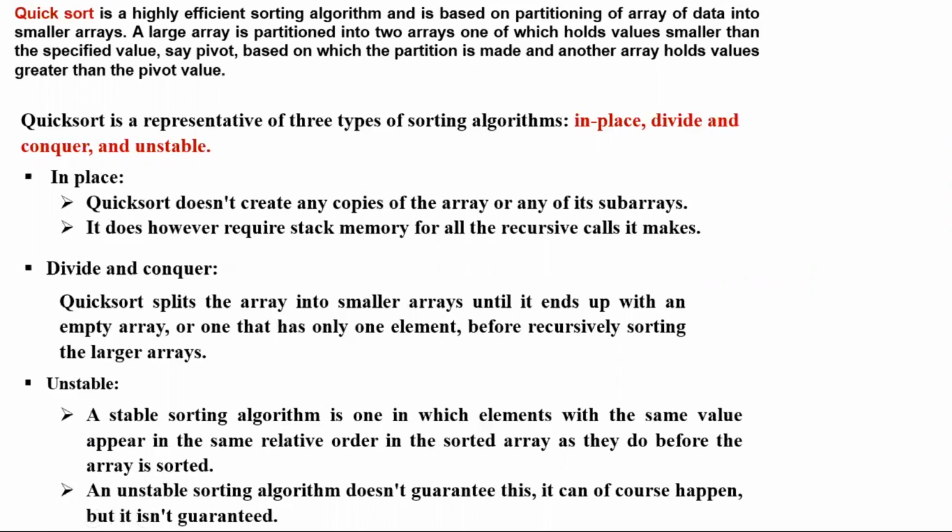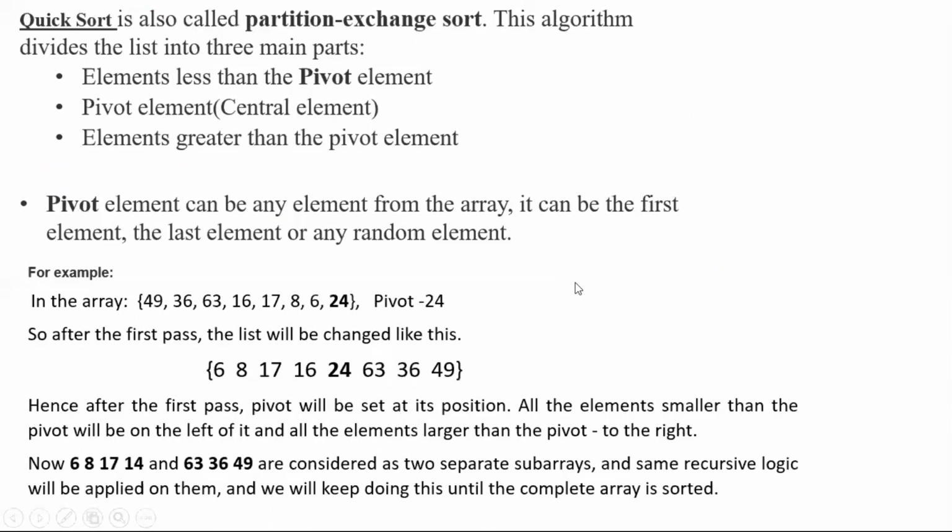Quicksort is a highly efficient sorting algorithm and is based on partitioning an array of data into smaller arrays. A larger array is partitioned into two arrays, one of which holds values smaller than the specified value, usually named pivot, based on which the partition is made, and another array holds values greater than the pivot value. Quicksort is also called partition exchange sort.